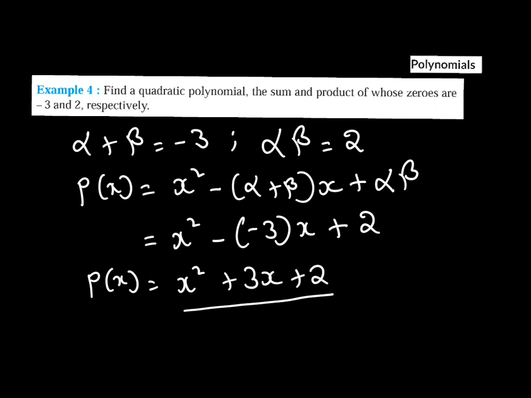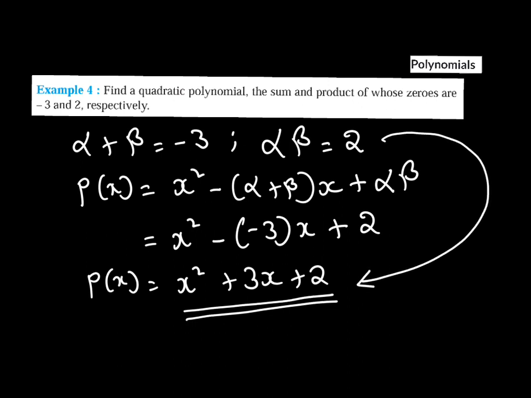So in general, this will be a quadratic polynomial whose sum of the zeros is negative 3 and the product of the zeros is 2. So we went in the reverse order. When the sum of the zeros and the product of the zeros is given, we can find out what will be the corresponding polynomial.